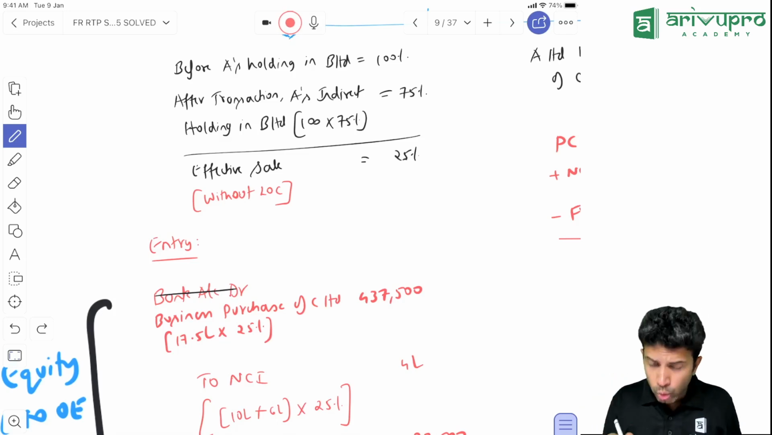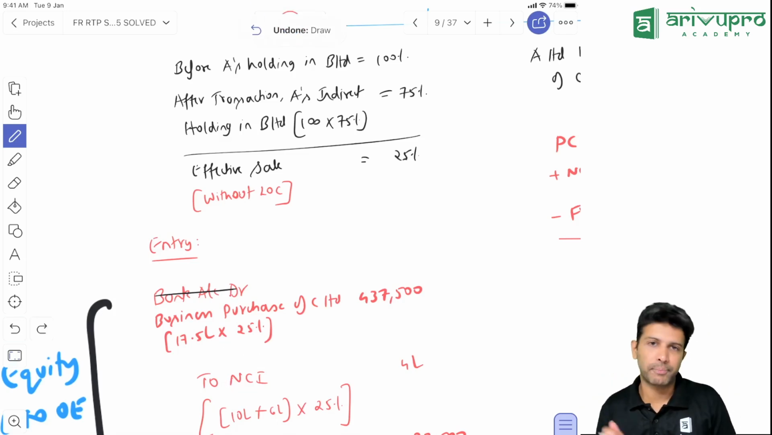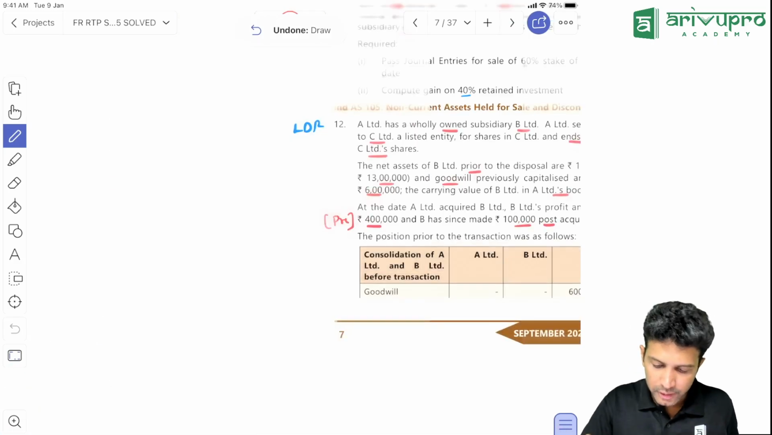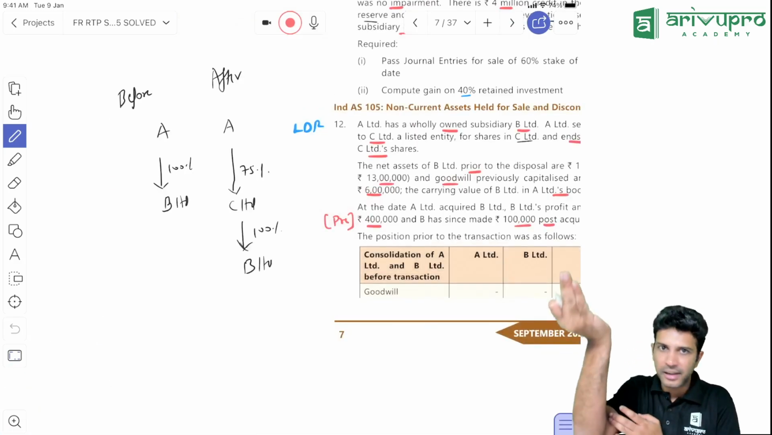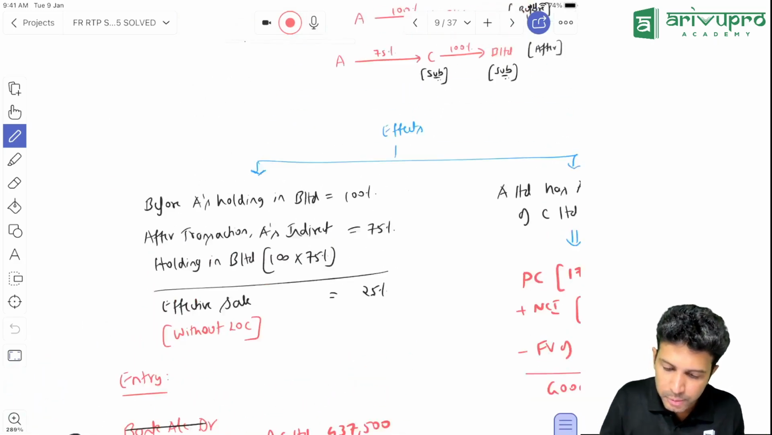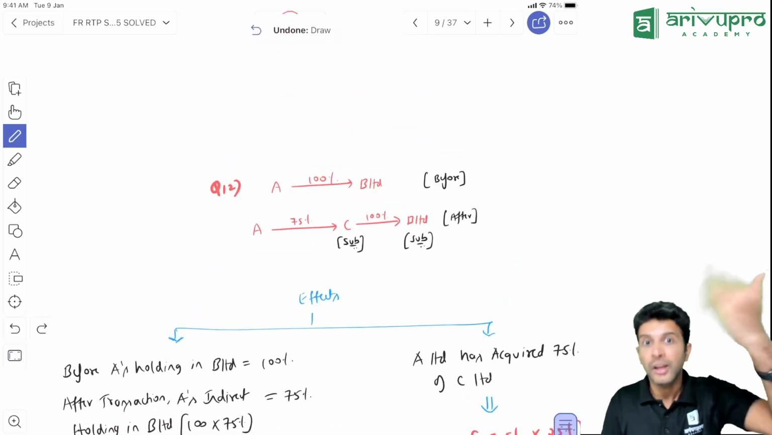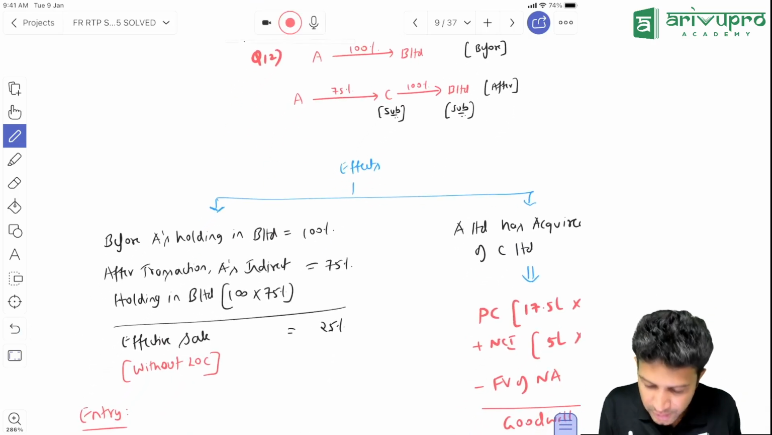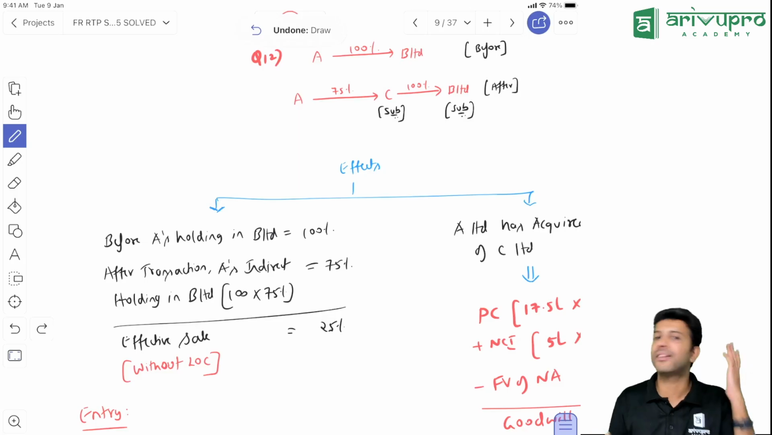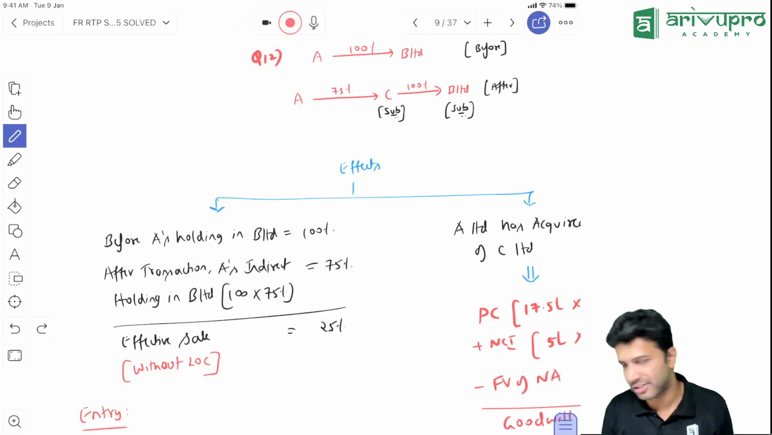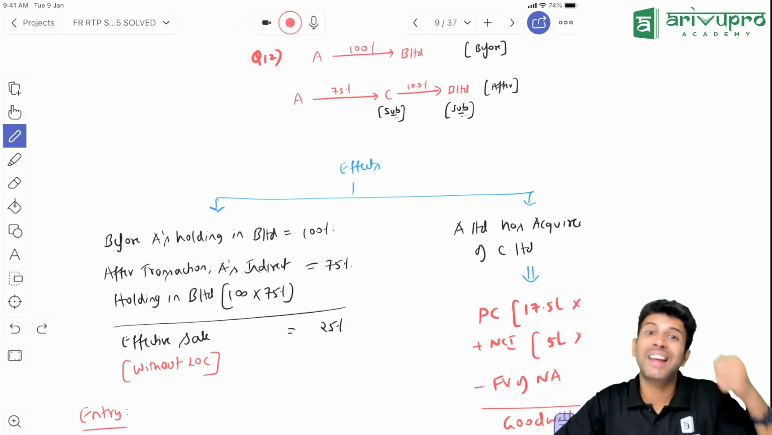Now, which company's shares did we sell? B's. Now go back. Now NCI in B Limited will increase, right? Earlier, before this transaction, A had 100% in B, so NCI was 0. Now after this transaction, A effectively holds in B only 75%, meaning NCI will hold 25%. So NCI will get a share in their net assets.